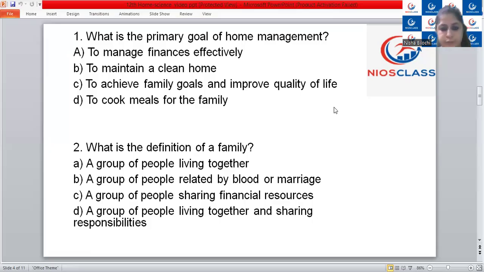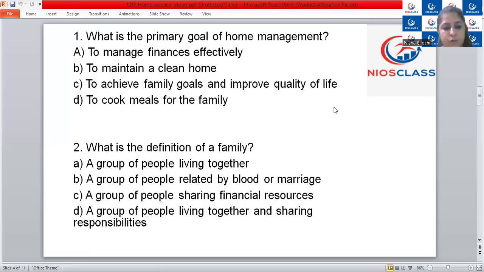If you see the options, option A says to manage finances effectively. Option B, to maintain a clean home. Third one, to achieve family goals and improve quality of life. Fourth one, to cook meals for the family, right? So you can just take a second and think about the answer.